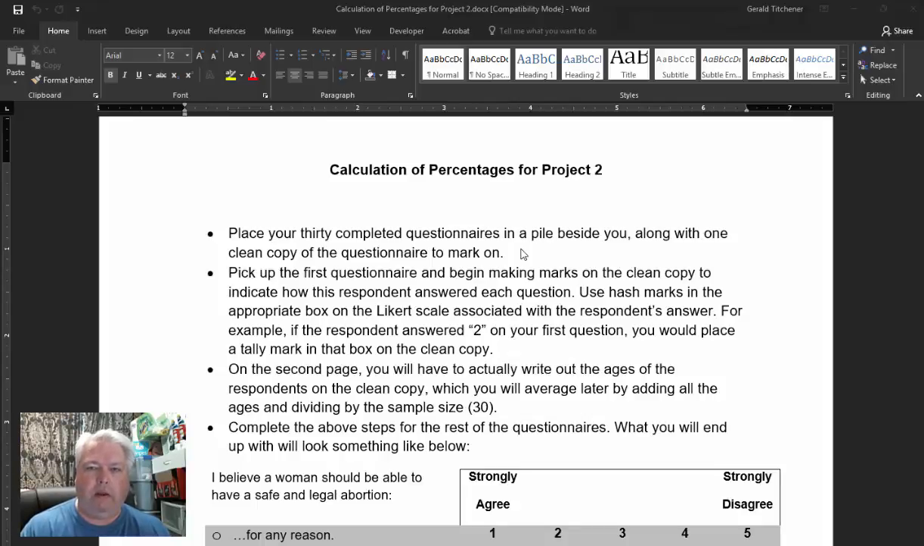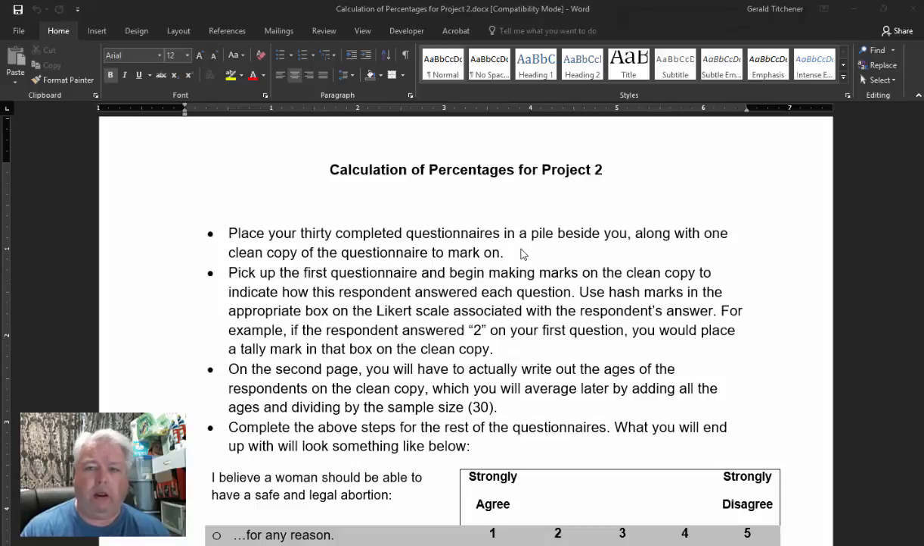Now, at this point, you need to think about whether you handed half of them out to males and half to females, and you have two piles that are 15 each. So you have to think about how you have them separated out, and they're actually going to physically be different piles.